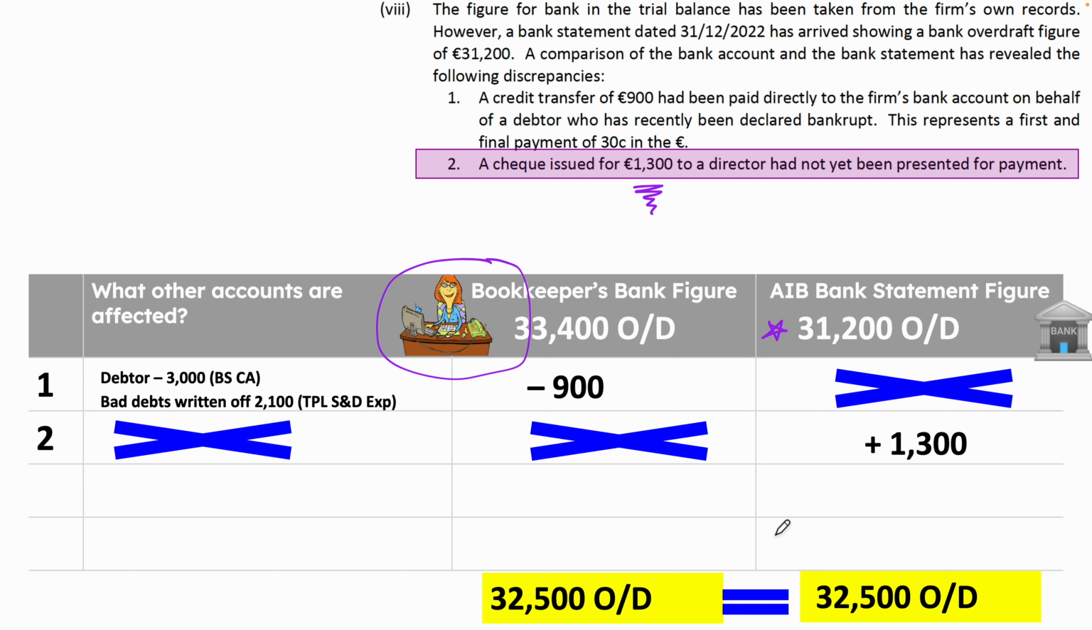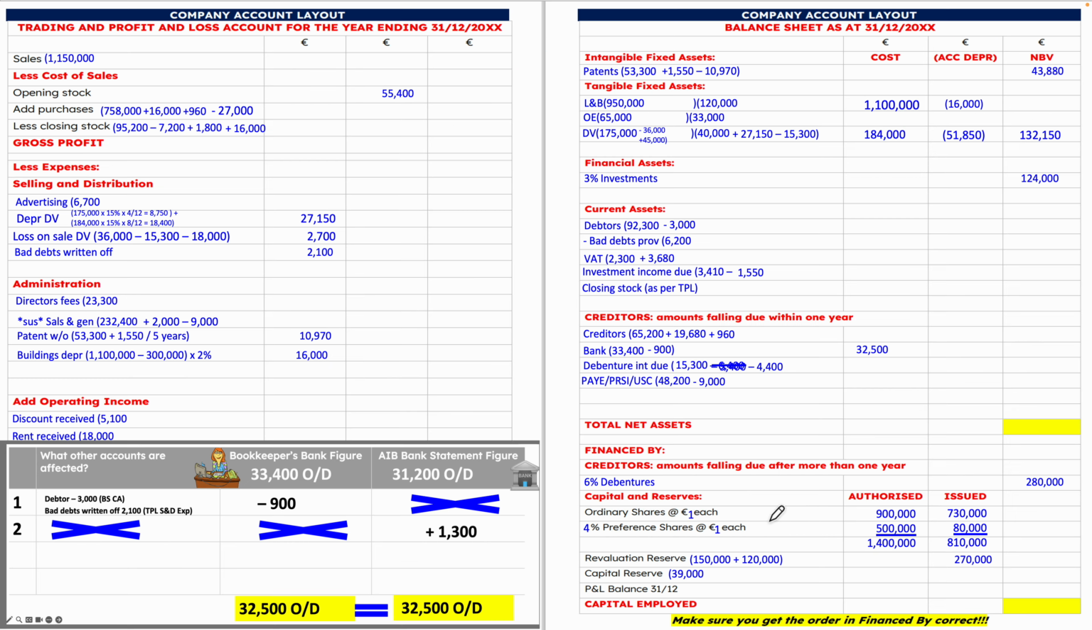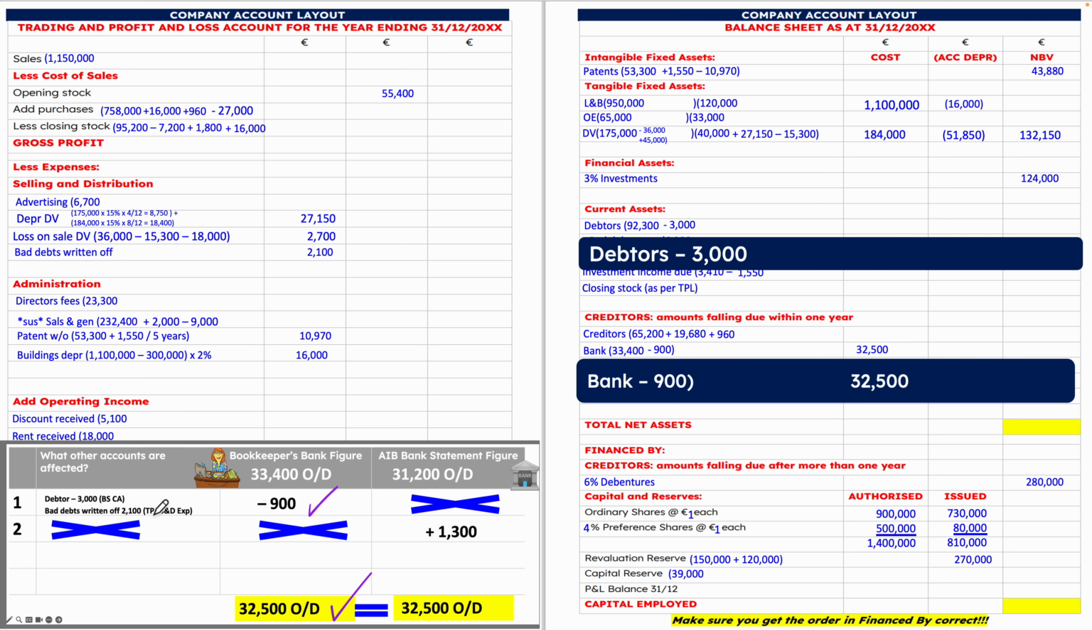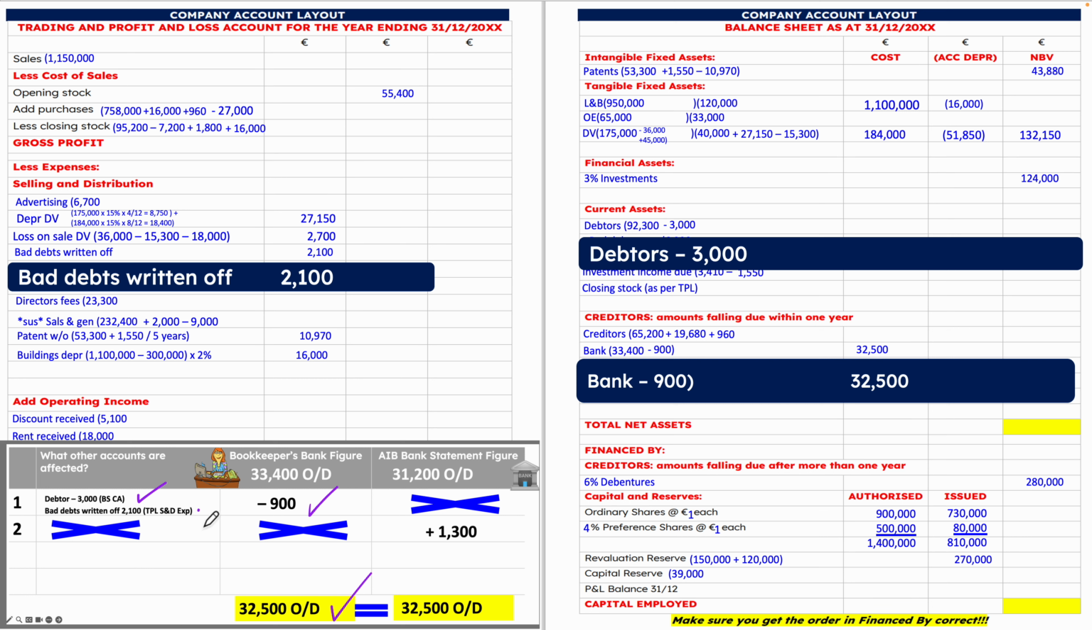So taking that work and now putting it into our accounts, right? We're just going to minus 900 from the bank, and the 32,500 is our final overdraft figure. Our debtor, we're going to minus 3,000 from debtor, and then our bad debts written off, we're going to put that into our selling and distribution there in our trading profit and loss. So that is the bank adjustment done.